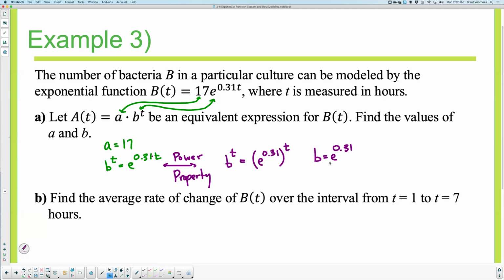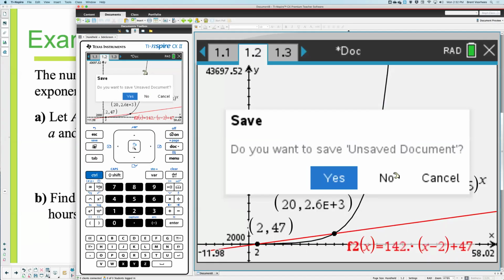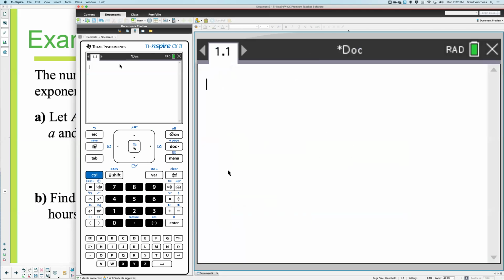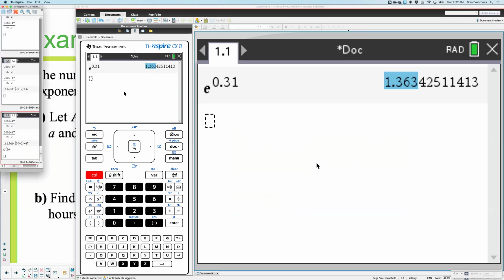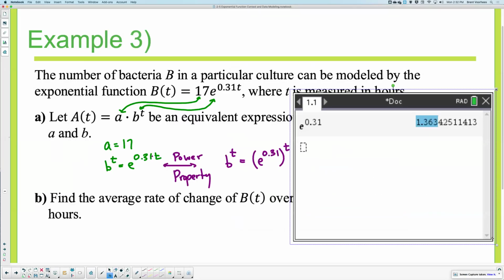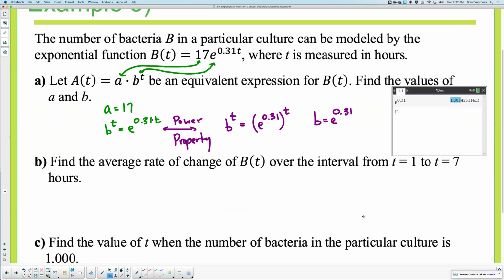So let's go to our calculator. Notice the t's are equal to one another, so you can just ignore that. Let's go to our calculator. We can do a new document. Don't need that anymore. Add a calculator. Our b will be e. Use the e that's 2 buttons to the left of 1. Remember, that's the e we use. To the power of 0.31. What do you get? Okay, and we're going to take 3 decimals for this approximate value here. So we're going to say b is approximately 1.363.